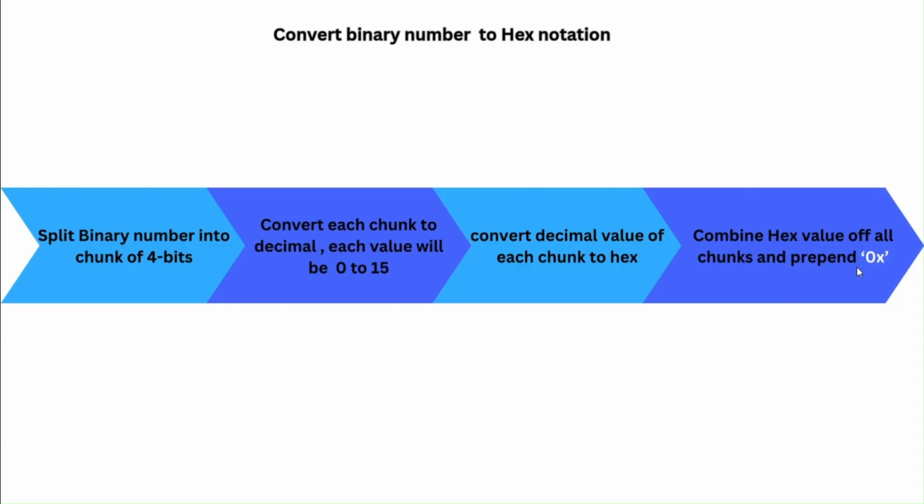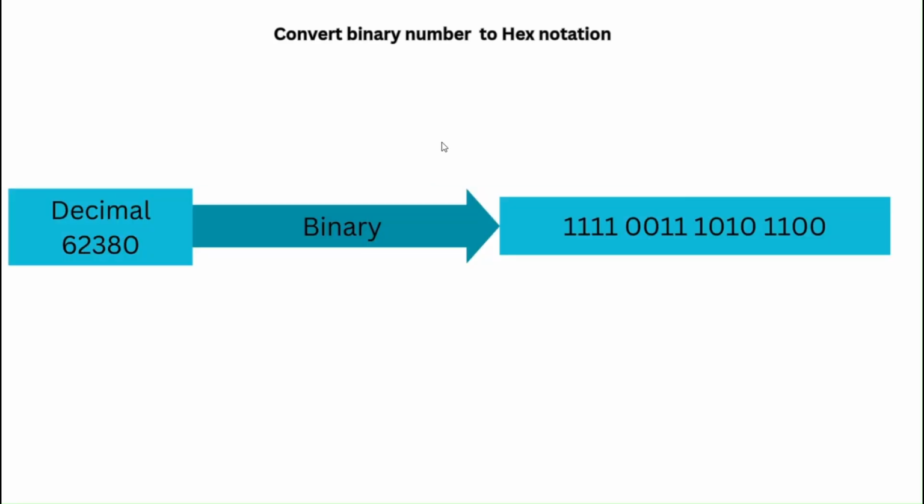Normally hexadecimal numbers start with 0x. 0x means that the number is not decimal or binary, it is hexadecimal. So you have to remember this 0x notation. Whenever you see 0x, it means it is a hexadecimal number.